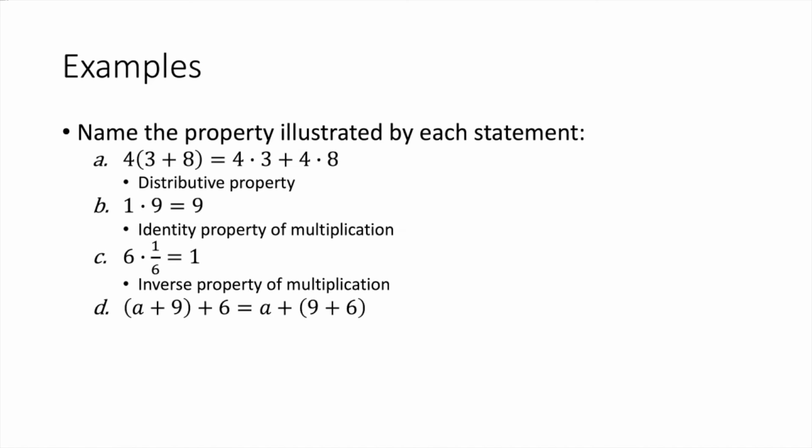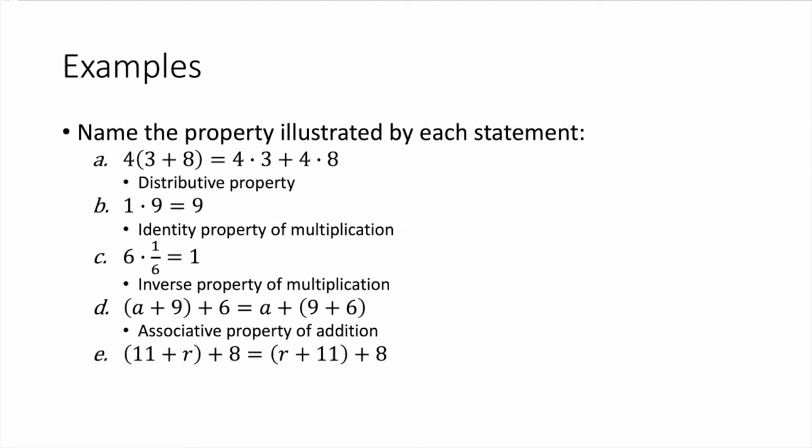Okay, next example. The sum of (a plus 9) and 6 is the same thing as the sum of a and (9 plus 6). So the only difference between those two expressions is that I have moved the parentheses. What's that called? That's called the associative property of addition. All right, now here I am maybe being a little sneaky. The sum of (11 plus r) and 8 is the same thing as the sum of (r plus 11) and 8. Is that also the associative property?